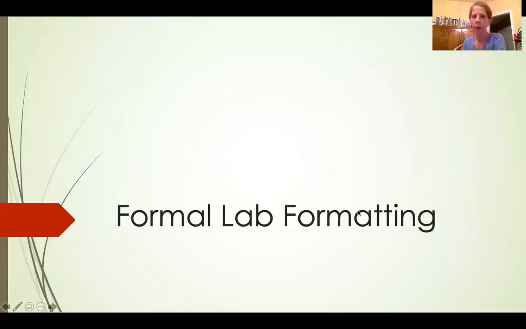So I'm going to share the screen and we're going to jump right in and walk through a PowerPoint presentation on the formal lab. So again, this is how you format your formal lab.